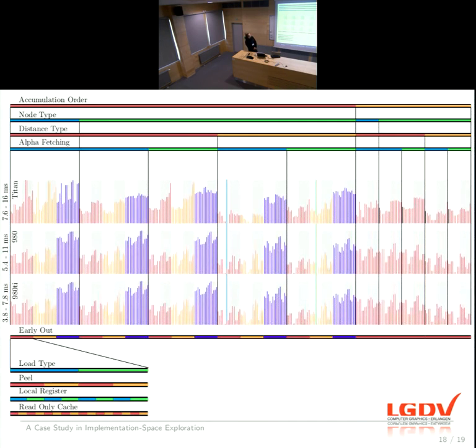So, as I already said in the beginning, the very interesting part was our float and integer distance type, and the distance types are shown here. The red one is the integer type. As you can see, these 2 blocks, and the float one is these 2 blocks.